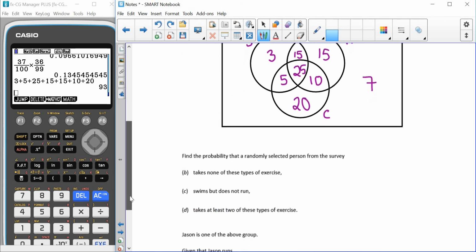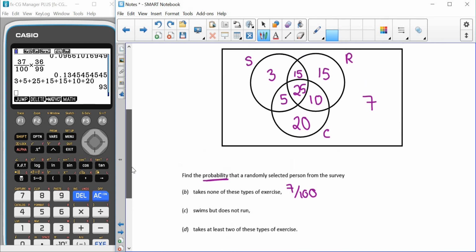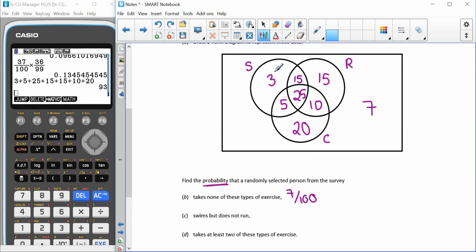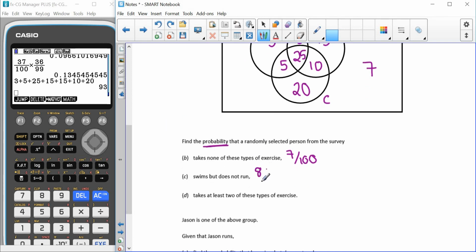Now going on to the questions that go along with this, we're looking to find the probability that a randomly selected person from the survey takes none of these exercise. Again, we're talking about the probability, so that's going to be 7 out of 100. Next, we're looking at swims but does not run. So we're looking in our swimming circle, but we don't want to include the 15 or the 25 that swim and run or swim and run and cycle. So that means that in total, we only have 8 out of 100.